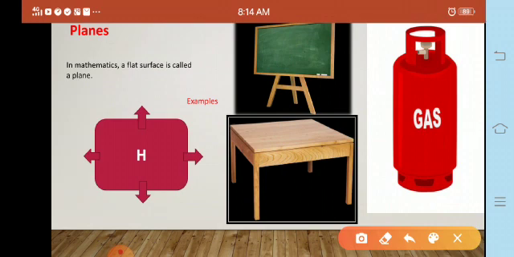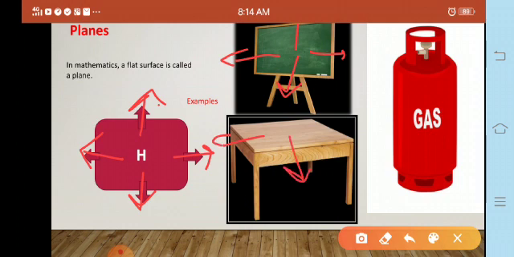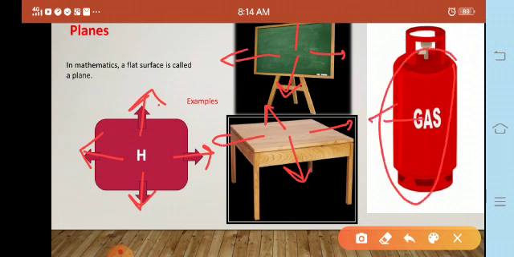Planes. In mathematics, a flat surface is called a plane. Observe this figure. Here, I can extend this figure in all directions. So that's why I'm showing it by using arrows. When the surface is flat, I can extend it in all directions. Such a flat surface is called a plane. Take the example of a board. You can extend this board in all directions, and the table also, because it has a flat surface. But this is an example of a gas cylinder. You cannot extend this gas cylinder in all directions because it doesn't have a flat surface.